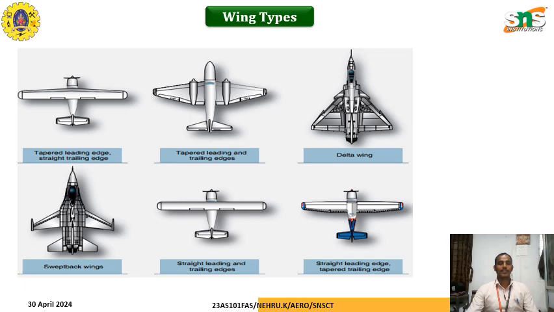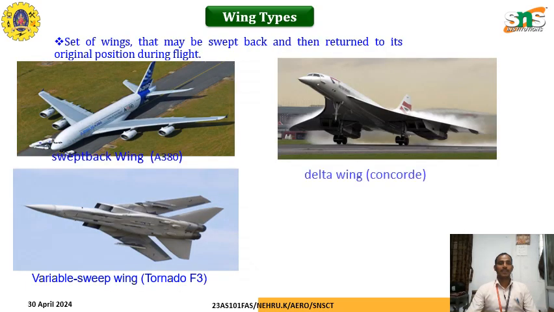So here are the different types of wing based on the operation, whether trainer aircraft, fighter aircraft, commercial aircraft, or cargo aircraft. Based on the load carrying and operational speed, these wings can be used. Here we can see three different types of aircraft and their wing configurations. The set of wings that may be swept back and then return to the original position during flight.